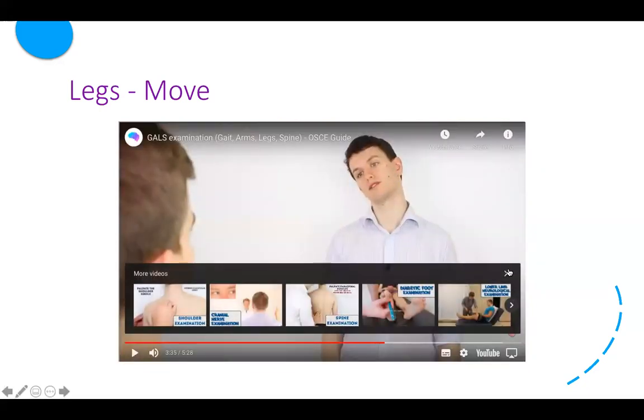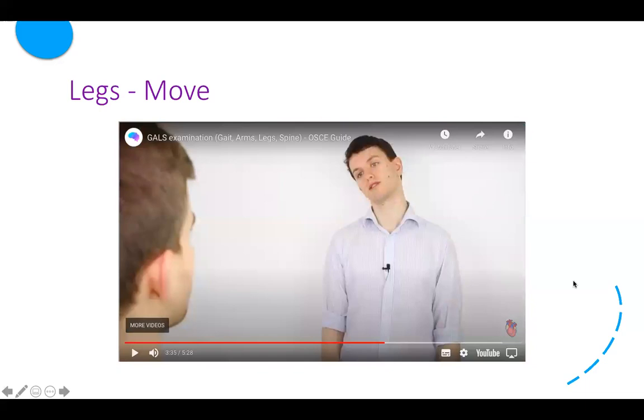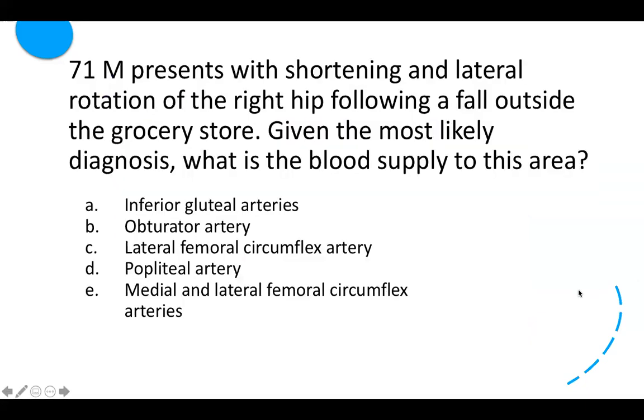Okay, so hopefully with that, it would give you a better idea of how to go about the lower limb movements. Okay, so that brings us on to our next question. And I think it might be one of our last ones.